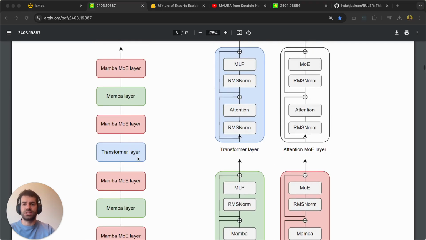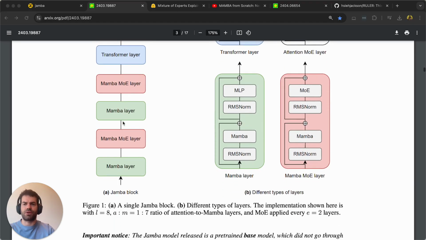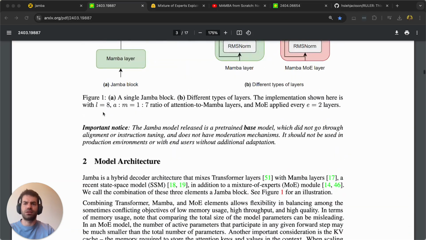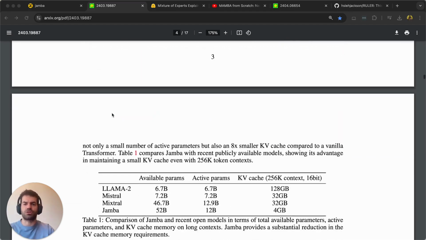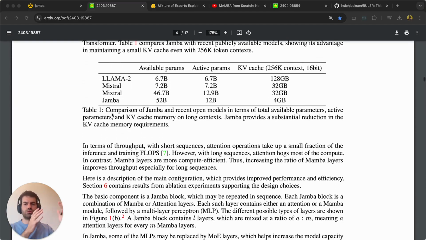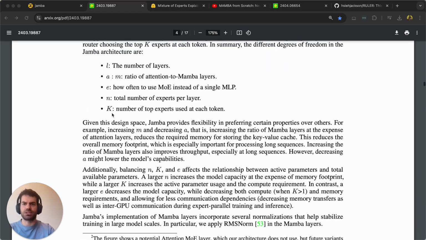In this case, you can see 1, 2, 3, 4, 5, 8. So in this case, L equals 8 in a Jamba block, where in the actual architecture of Jamba, there are 4 Jamba blocks. So L is the number of layers in a Jamba block.